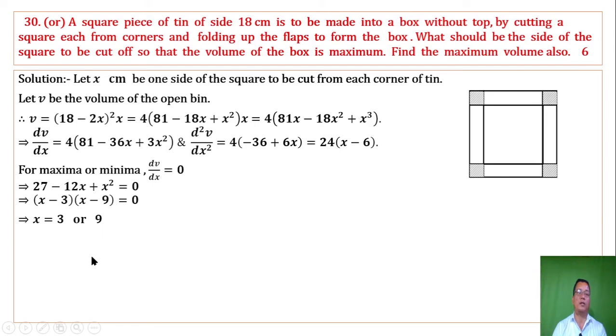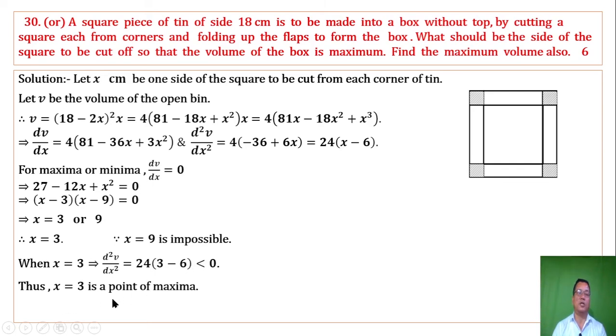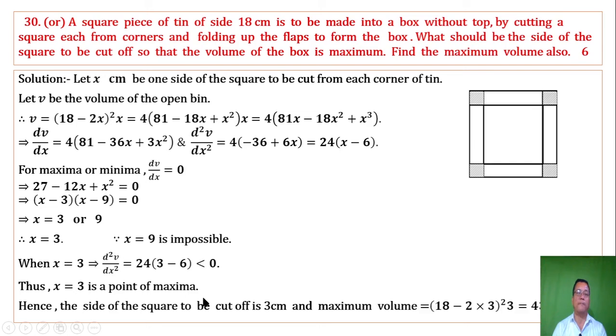x cannot be 9. x equal to 9 is impossible. Therefore, x should be 3. When x equal to 3, the value of the second order derivative is a negative number, that is less than 0. Thus, x equal to 3 is a point of maxima. Hence, the side of the square to be cut off is 3 cm and the maximum volume is 18 minus 2 into 3 whole square into 3.